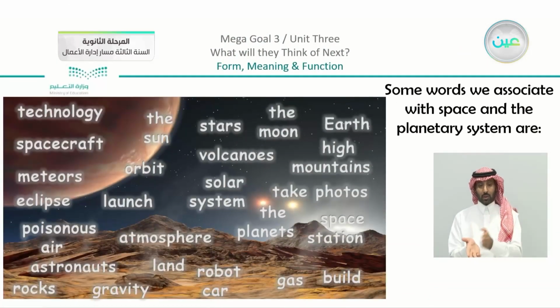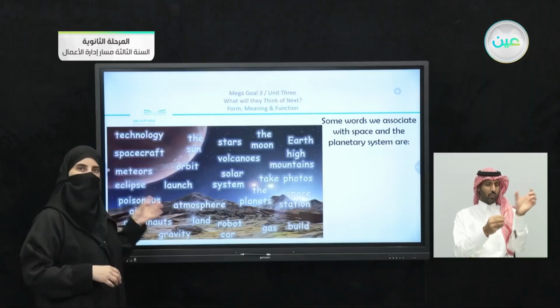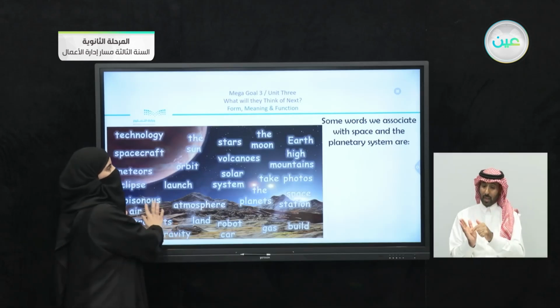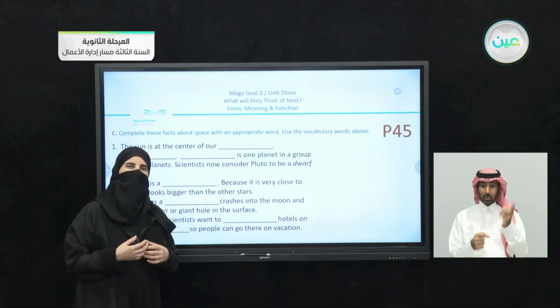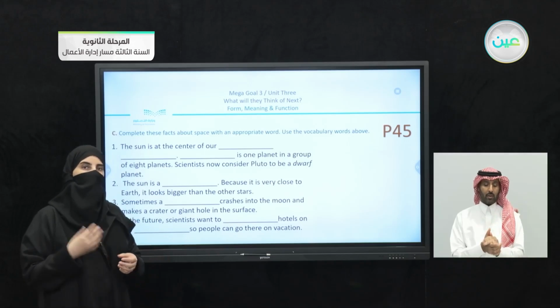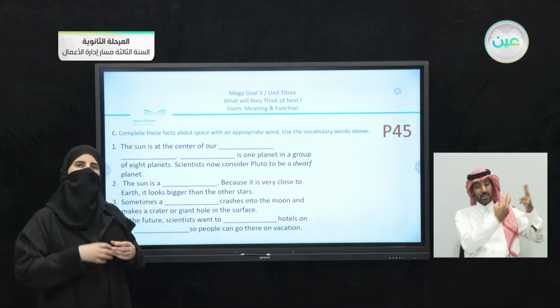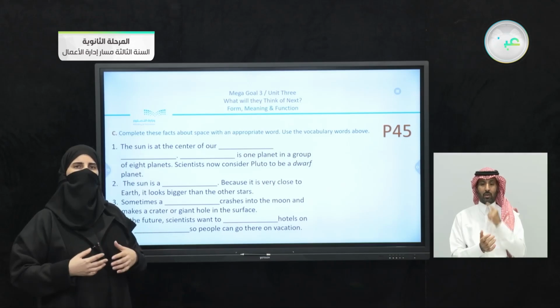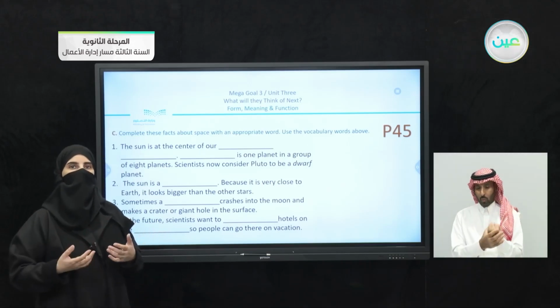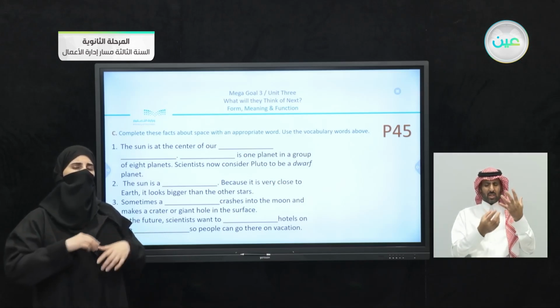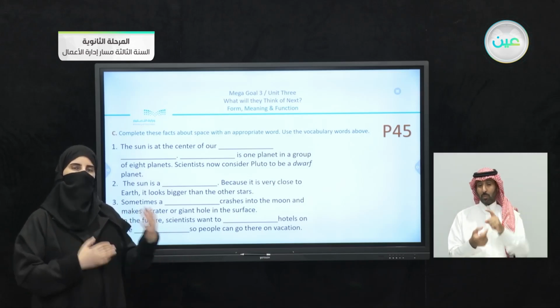Moving on, also, we had words that we associate with space and the planetary system. Now, you can see that we have quite a lot of words that are mentioned in the book, and we are going to apply them in the exercise that we have in the book. So this is a practice for us just to recall what is the meaning of these words. Now, there are simple words like the moon or stars, and there are other words like, for example, just to recall that we have robot cars or technology, or volcanoes or rocks or poisonous air. Now, all of these words, they are related to space.